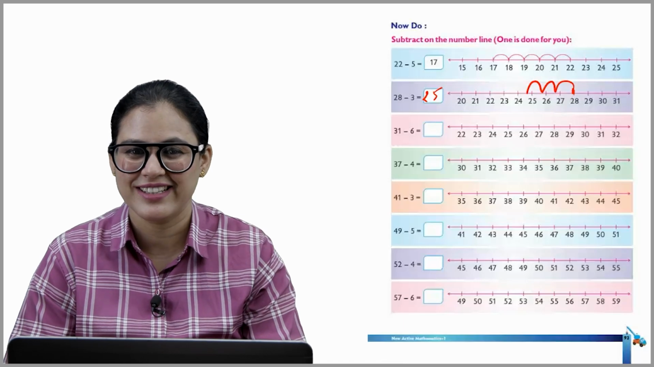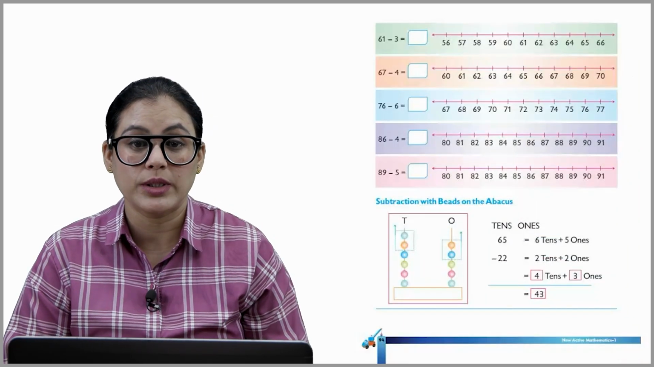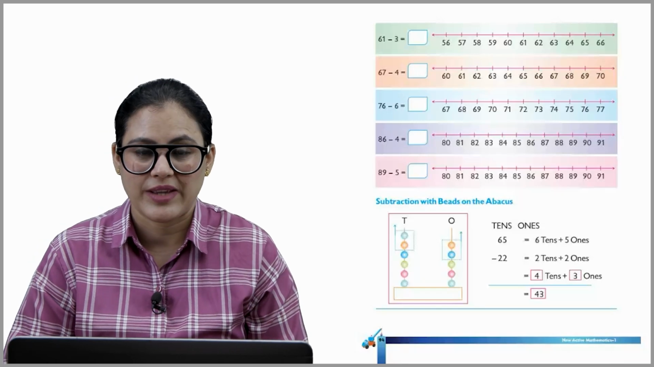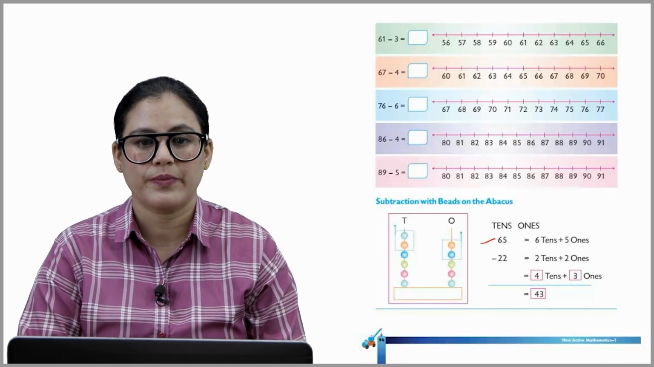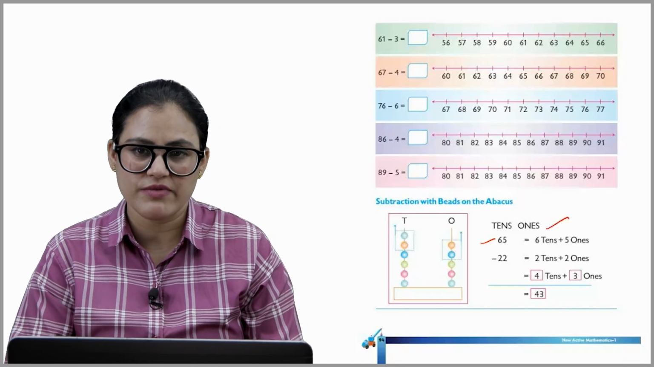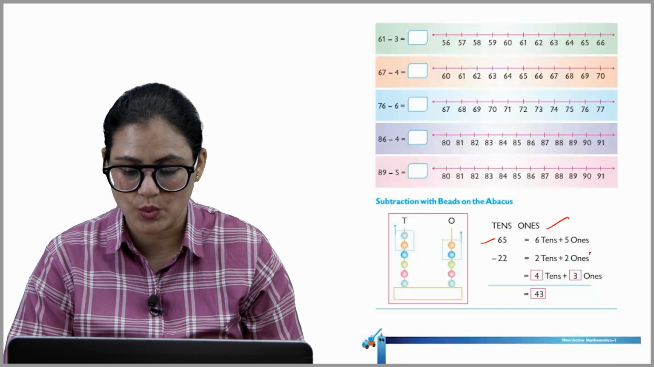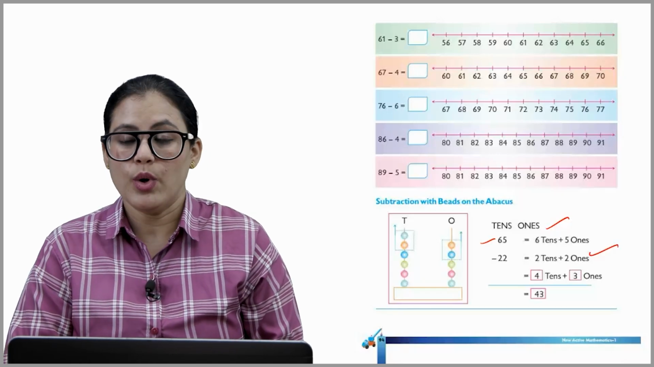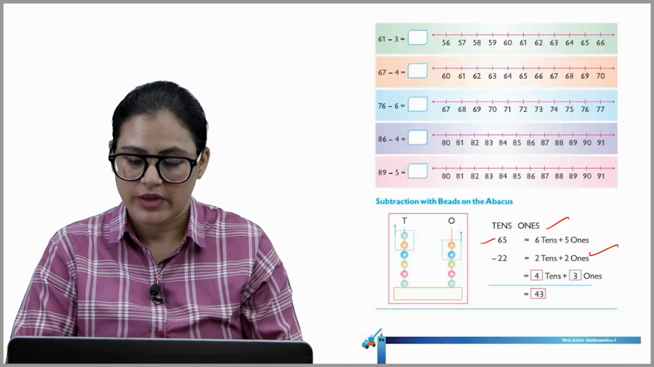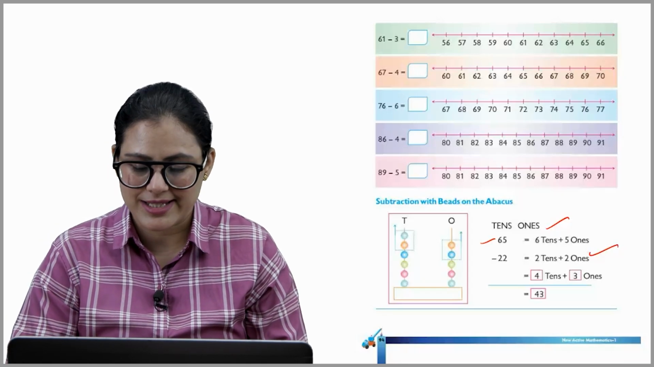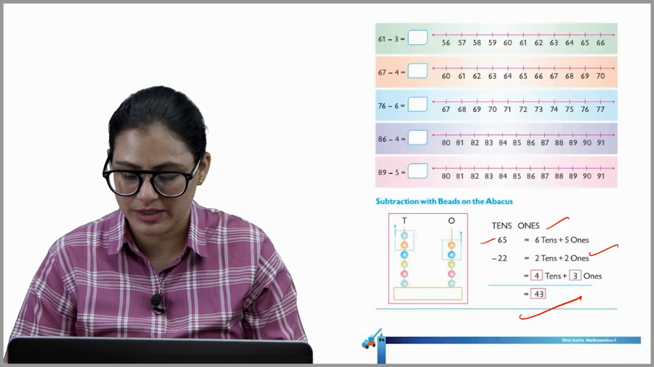Isn't it interesting? Next, subtraction with the beads on the abacus. See, tens and ones. 65 is written as 6 tens plus 5 ones, minus 22. 22 is written as 2 tens plus 2 ones. Now we have to subtract ones from ones, tens from tens. 5 minus 2 is 3 ones and 6 minus 2 is 4 tens. So the answer is 43.